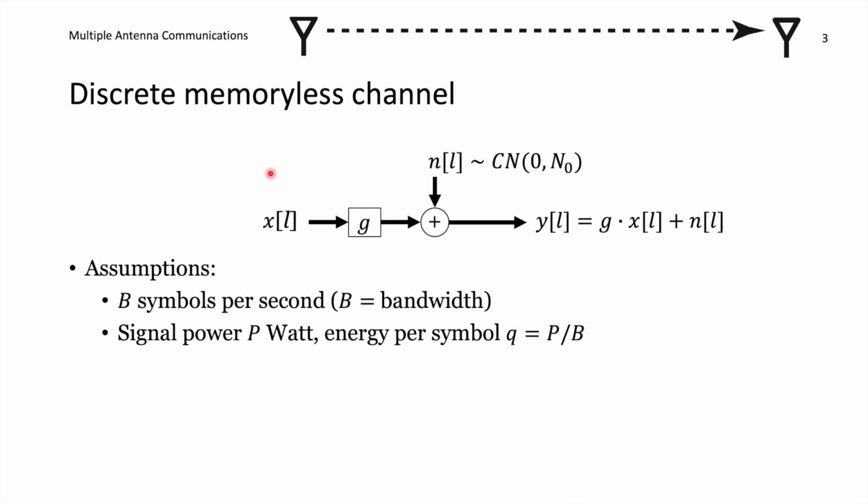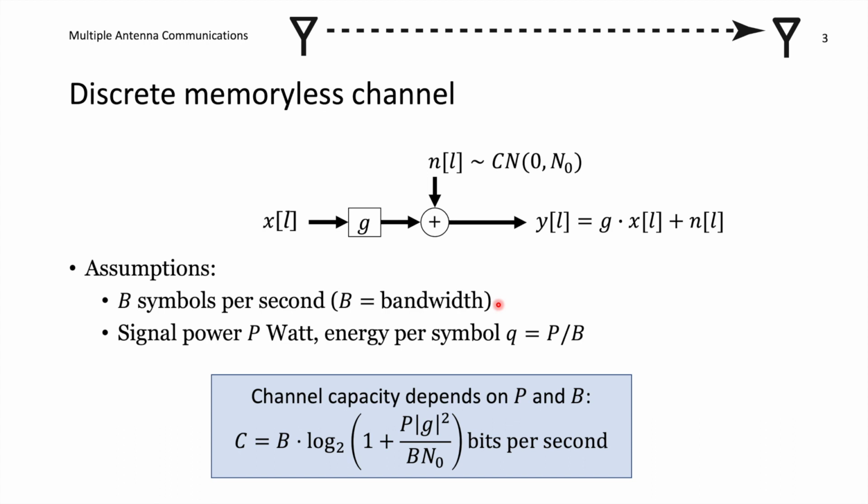The signal power that the transmitter is using for XL is called P, measured in watt, and the energy per symbol is P divided by the bandwidth B, or the number of symbols per second. And we are using Q to denote that. For this kind of scenario, the channel capacity in bits per second is the bandwidth B multiplied with log 2 of 1 plus the transmit power P times the absolute value square of the channel response G, divided by B, the bandwidth, times N naught. And N naught is the noise power spectral density.